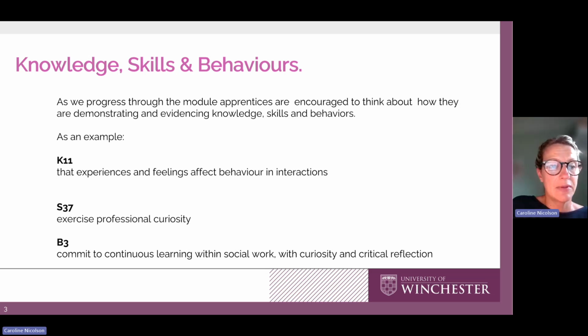So just as an example here, I've picked one knowledge, one skill and one behaviour that absolutely are met throughout this module. So K11, that experiences and feelings affect behaviour in interactions. Skill, being able to exercise professional curiosity, that is at the heart of this module. So every session when we're critically thinking about areas of social work practice, we're expecting apprentices to be curious, to be able to think, well, what else? What if I approach this in a different way? Is there a different perspective that I could take? And B3, commitment to continuous learning within social work and curiosity and critical reflection.